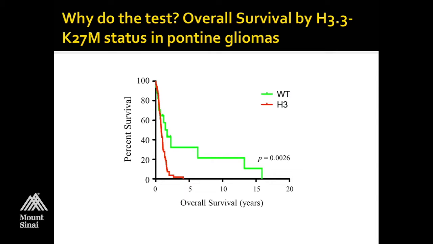And why is that important? This is the survival data, for the pontine gliomas. The red line is those with the histone mutation and the green line is those without the histone mutation. Eventually everybody with a pontine glioma generally dies, but the survival for those with a histone mutation is very poor. We have only a couple of patients surviving beyond 2 years who have that mutation.